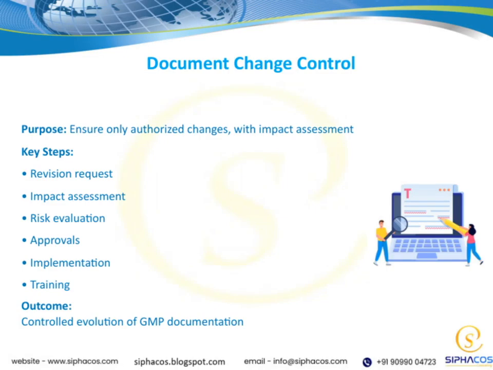The main goal here is to make sure that any changes to our GMP documentation are authorized and carefully evaluated for their impact. This helps us maintain the integrity and compliance of our documentation over time. The key steps involved start with a revision request, which is basically proposing a change. Then, we conduct an impact assessment to understand how that change might affect our processes or compliance. Following that, we perform a risk evaluation to identify any potential issues or vulnerabilities that could arise.